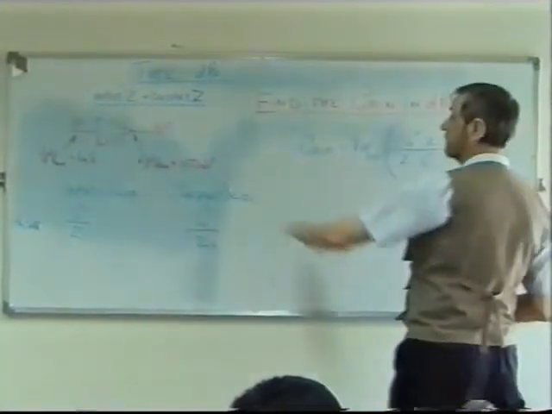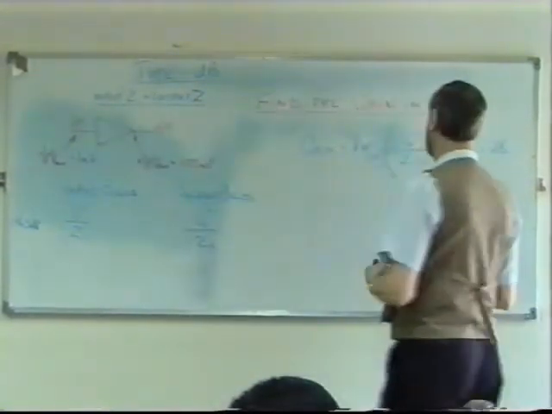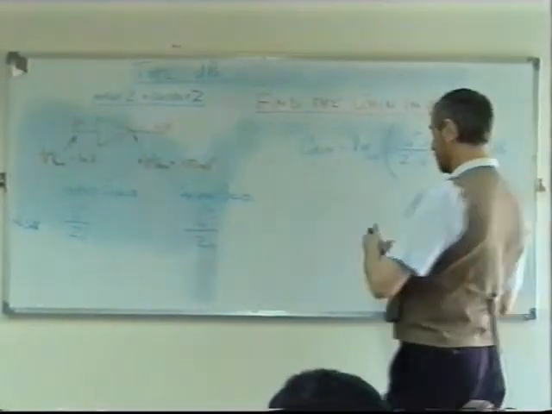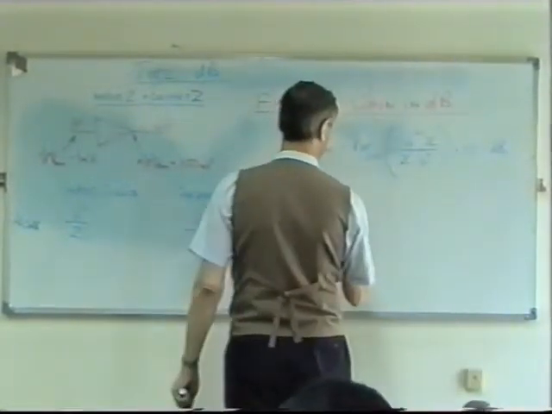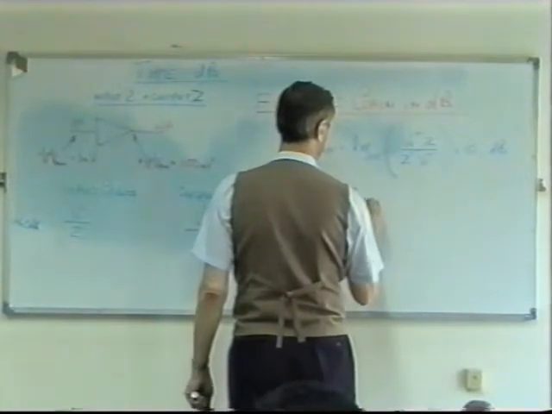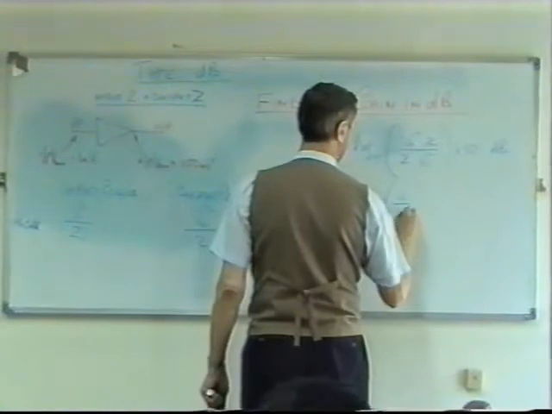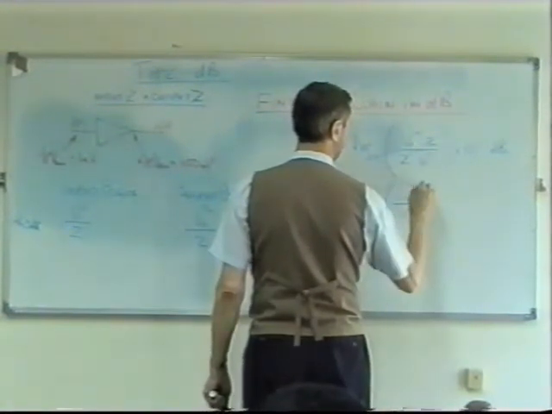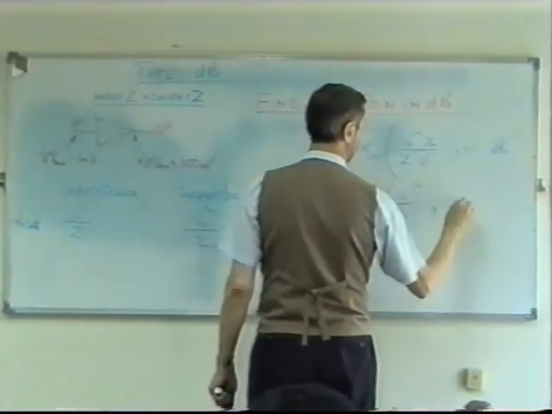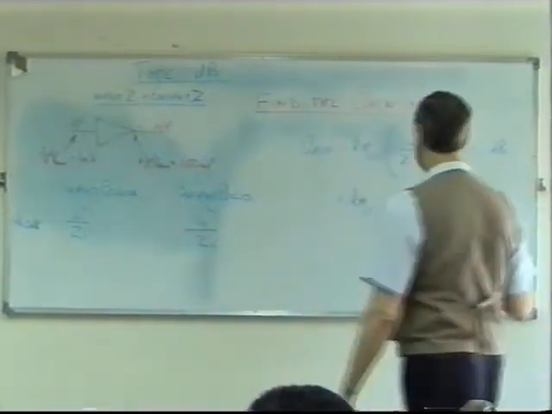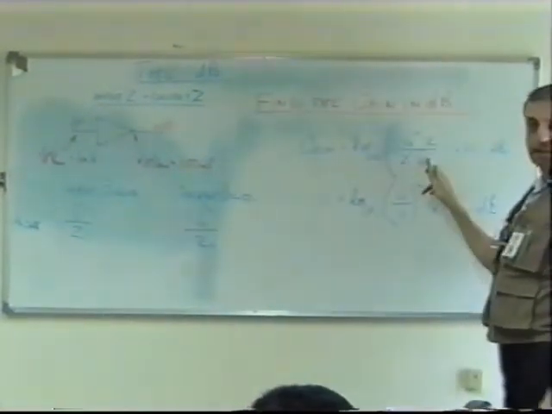And they're equal. Z output is equal to Z input, so they will cancel. So that gives me the logarithm to the base 10 of V out over V in squared times 10 dB. Does everybody agree with that? Yes, that is the same as this.